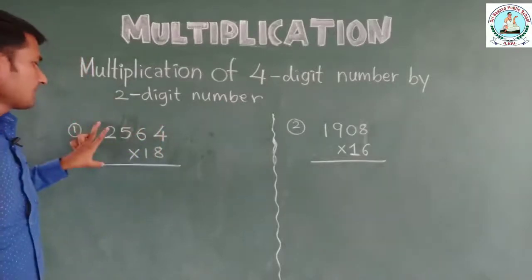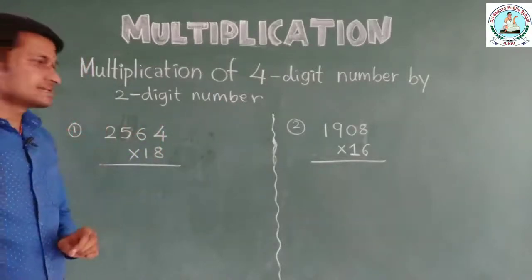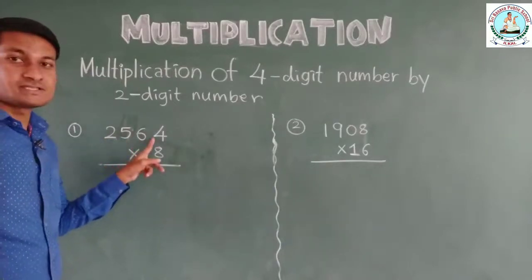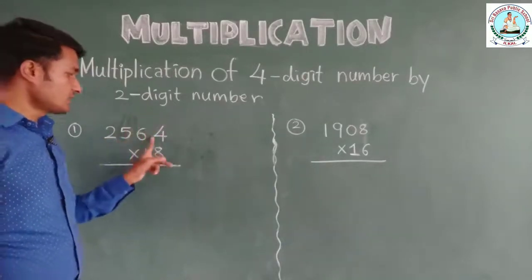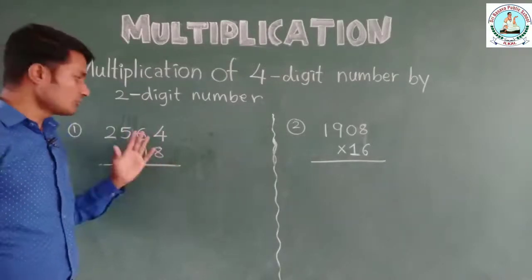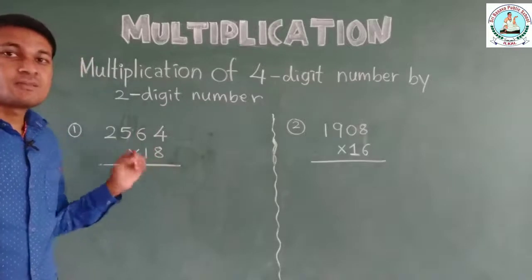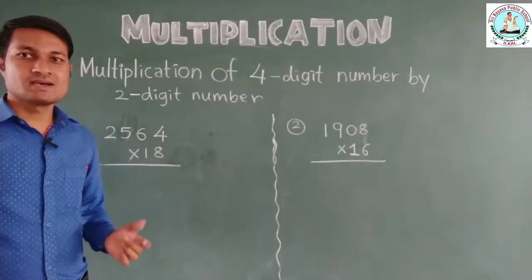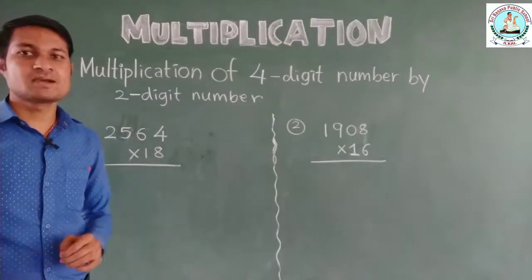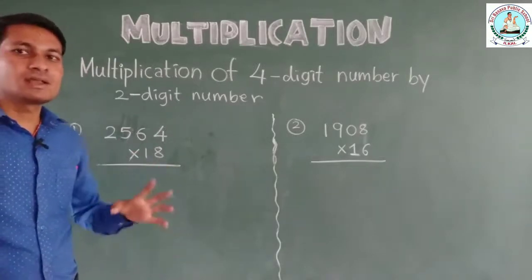So let us multiply by taking a small example here. 2564 is a 4-digit number, and we are going to multiply this 4-digit number by a 2-digit number. I hope you learned how to multiply a 4-digit number by a 1-digit number in the previous class. So in the 5th standard you are going to learn how to multiply a 4-digit number by a 2-digit number. It is just simple, like what you have already done.